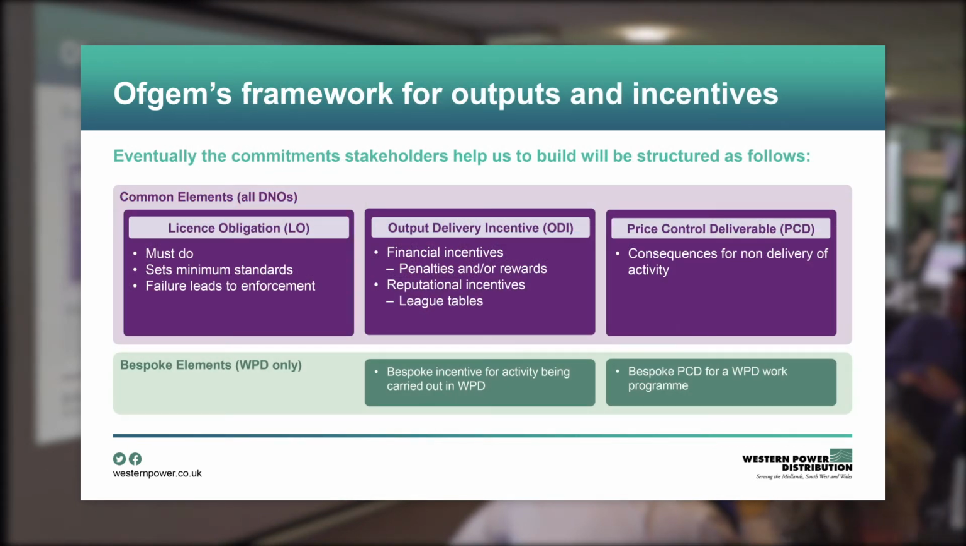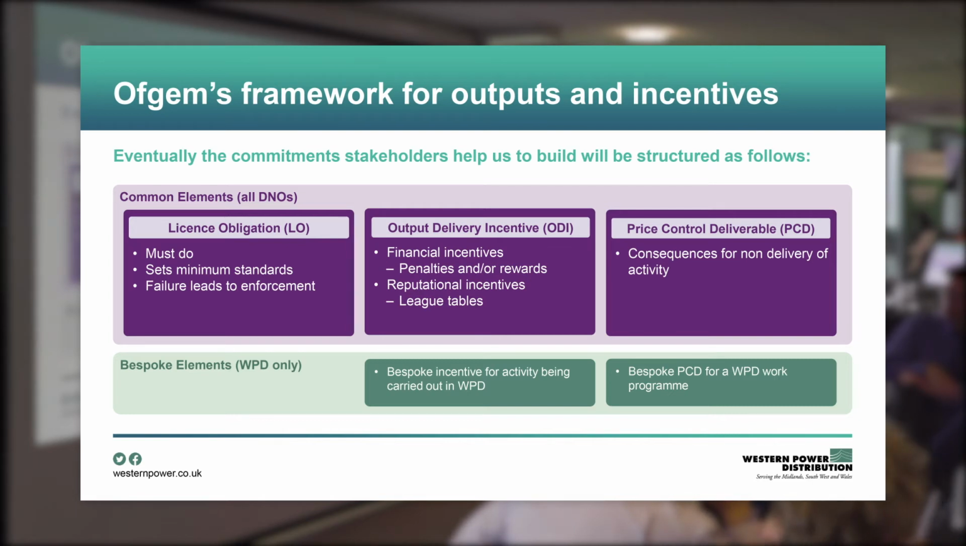Another layer of the framework is that there are different ways that Ofgem will regulate us. Again, 3 different categories here. You've got things called licence obligations, focusing on the word obligation. These are the things that we must do. They'll set minimum standards, and if we don't meet those minimum standards, there's a risk that we could then face some form of enforcement action from Ofgem.